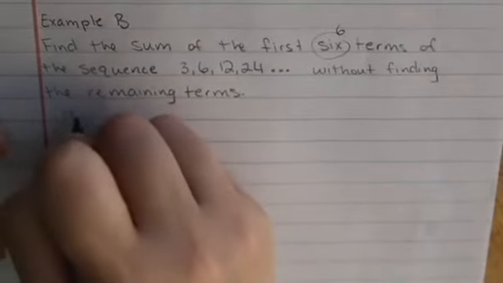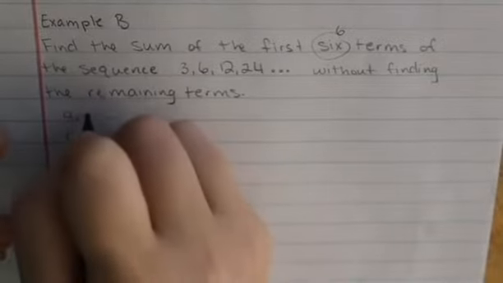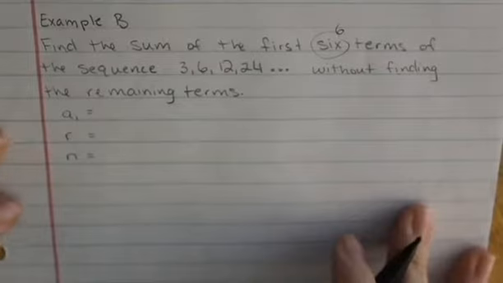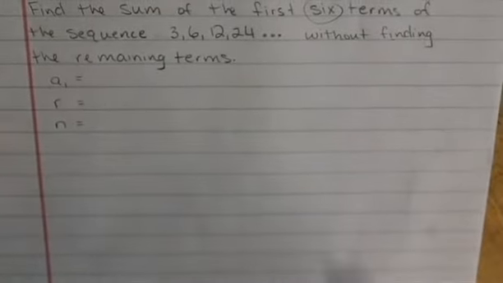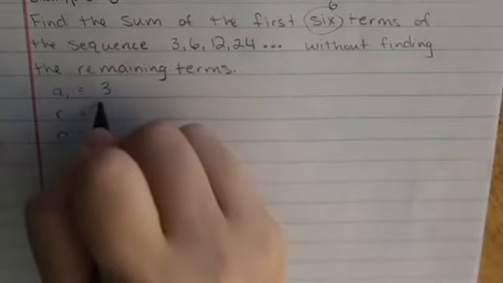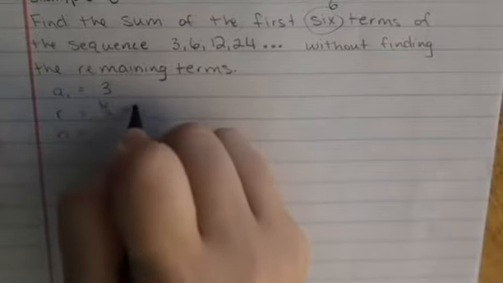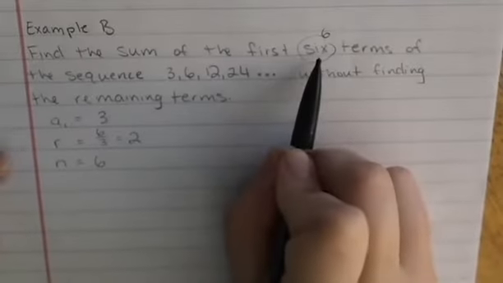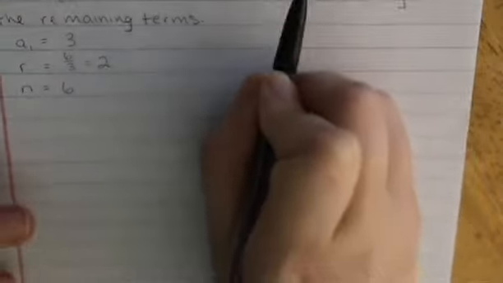I know our first term and our rate, and I know n as well. Our first term is simply 3. Our rate is 6 divided by 3, which is 2, which I already told you. And n is 6 because it is the sum of the first 6 terms.